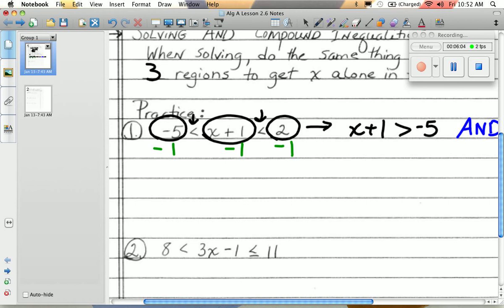So now we work down. What's -5 take away 1? -6. -6 is less than... We didn't do any multiplying or dividing, so we don't have to worry about reversing. x is now by itself in the middle and is less than 1.